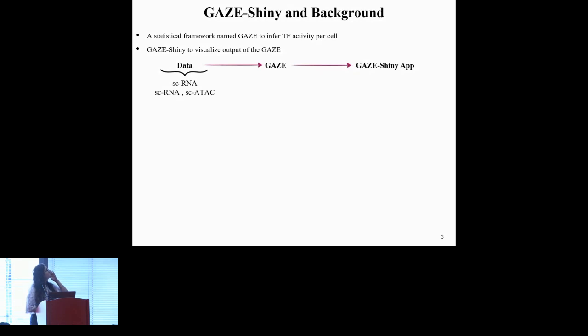The input data could be single cell RNA, or both single cell RNA and single cell ATAC. And after doing our computational methods and steps, we get a Gaze object and send it to the Gaze Shiny app to see the result.